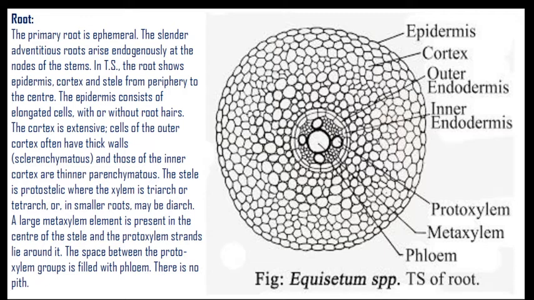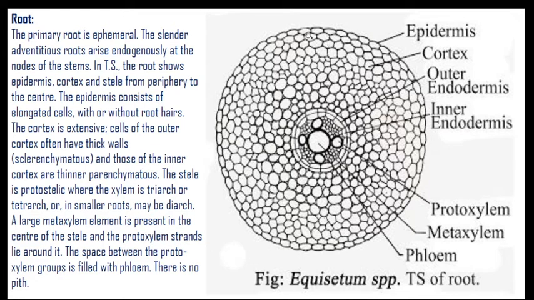When we take a transverse section of a root, the primary root is ephemeral, that is, short-lived. Adventitious roots arise endogenously at the nodes of the stem. So at the nodal portion of the stem there is development of small roots. The TS of the root shows epidermis.